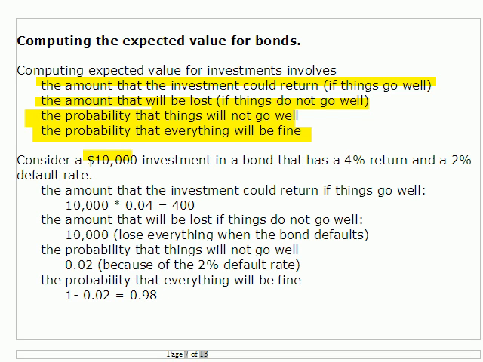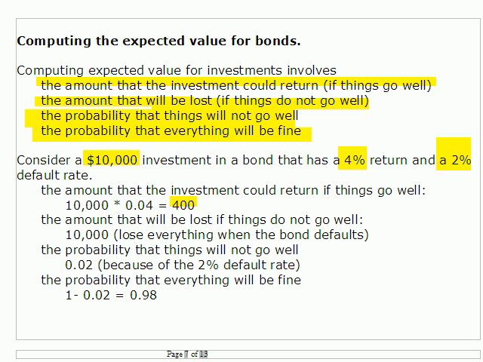So here are some numbers. Say we put $10,000 into some bonds. They have a 4% return. Okay, if things go well, what am I going to get back? $400. I won't lose the $10,000 and I'll get an extra $400. All right. There's a 2% default rate.